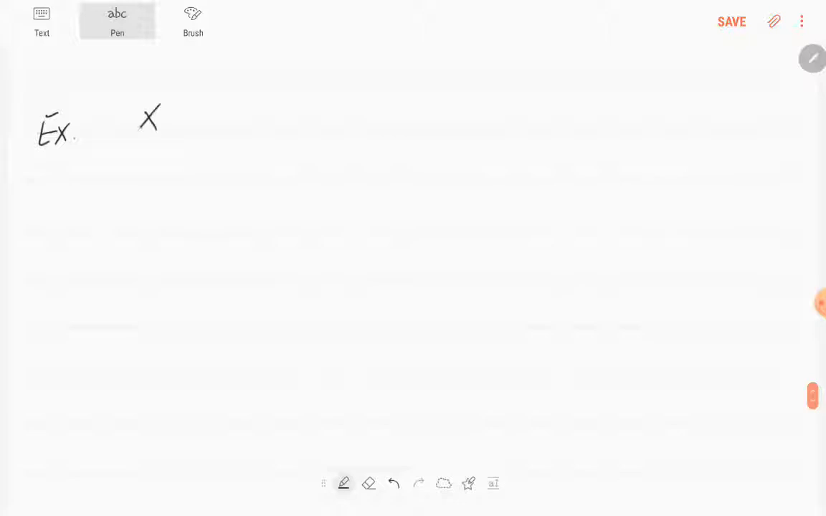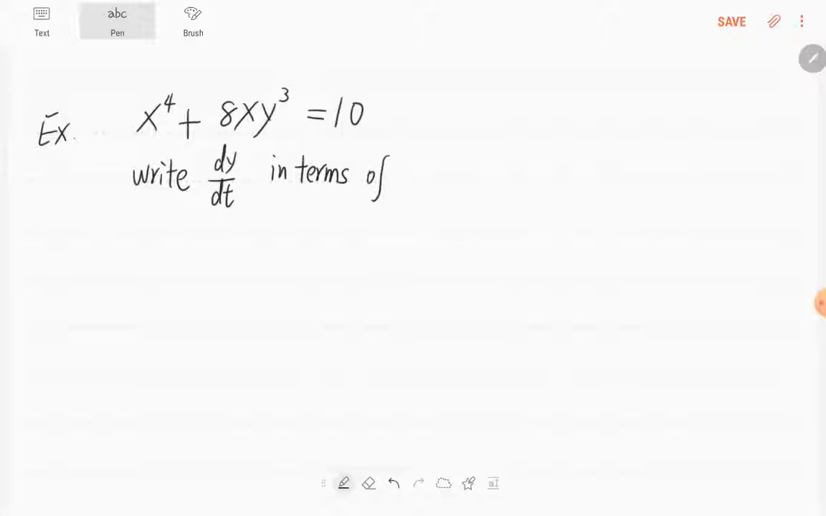So we have x to the fourth plus 8x times y cubed equals 10. We want to write dy over dt in terms of dx over dt.